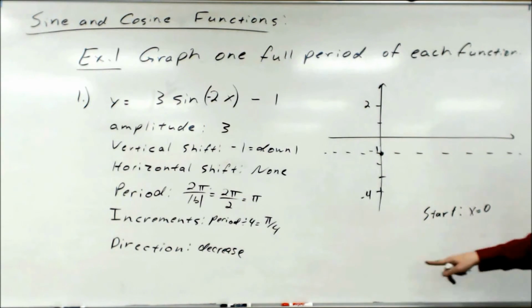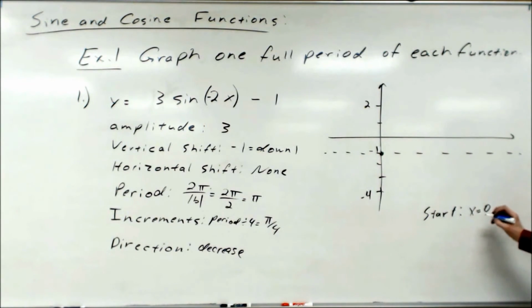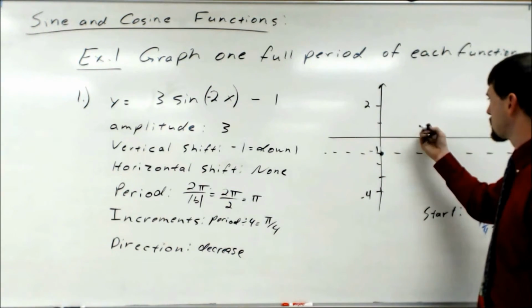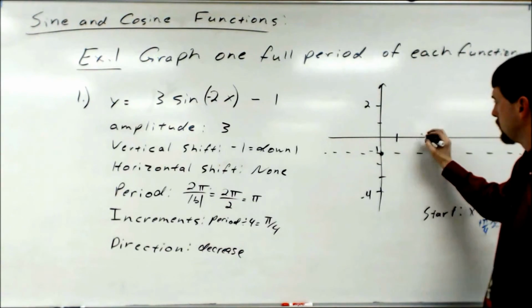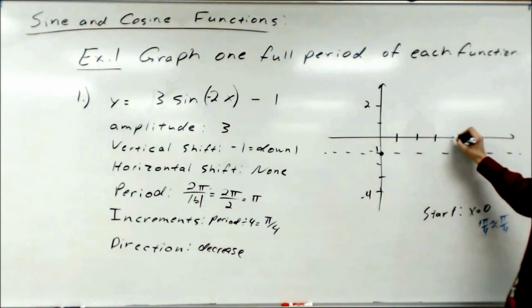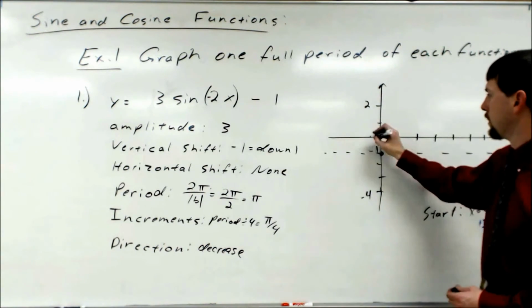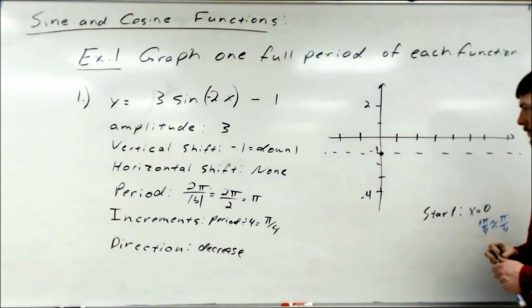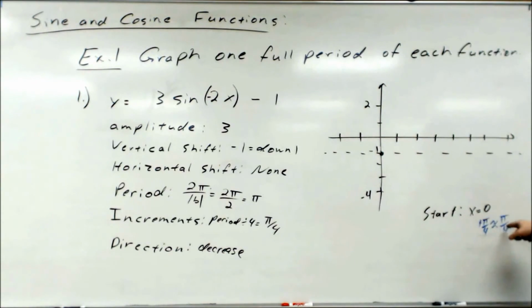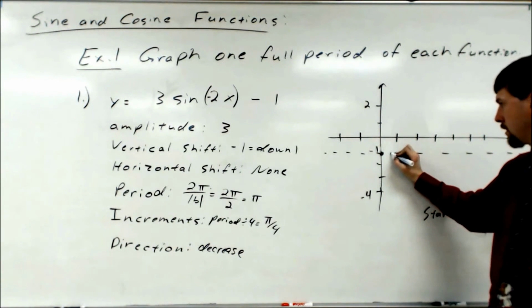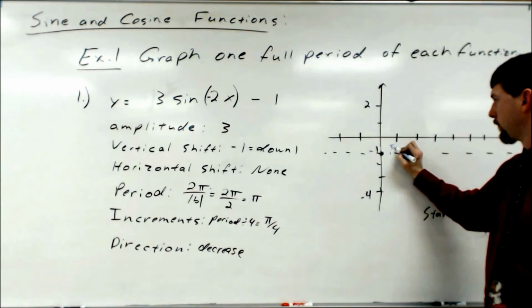Then our next point is pi over 4 units away. So plus pi over 4 is approximately pi over 4. Pi over 4 is about 0.79. So if we draw our increments on the x-axis, 1, 2, 3, 4, 5, 6, 7. All right, well, let's just put some extra values on there. And we'll go a couple negative. So we only want to go over 0.79. So we're going to go over to about here. And that would be pi over 4.